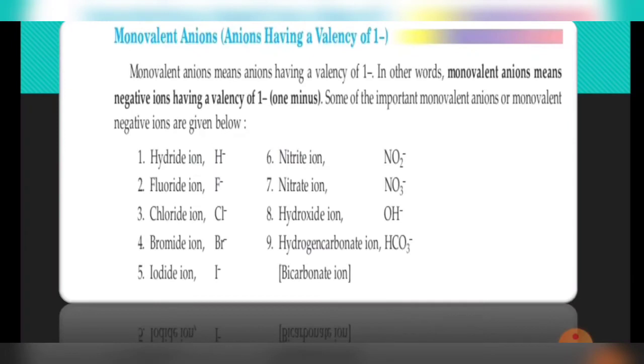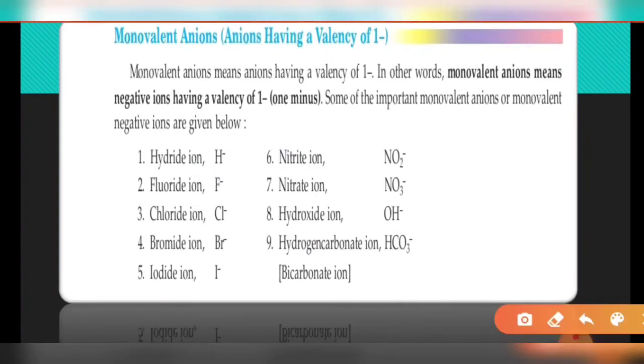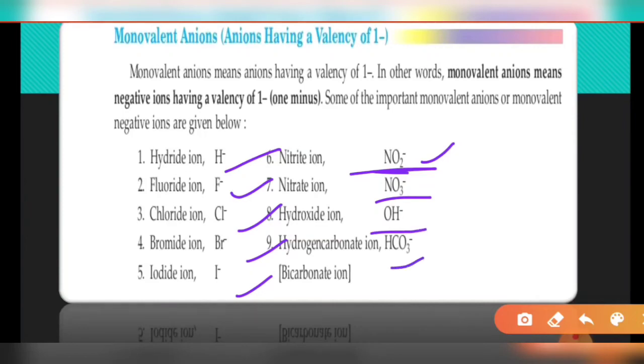Now the monovalent anions. Anions means those which have the negative charge over them. Monovalent, mono means single, so they have -1 as their valency. So the examples are hydride ion, fluoride, chloride, bromide, iodide, nitrite, which is a polyatomic ion, nitrate NO3-, which is a polyatomic again, hydroxide OH-, hydrogen carbonate HCO3-.